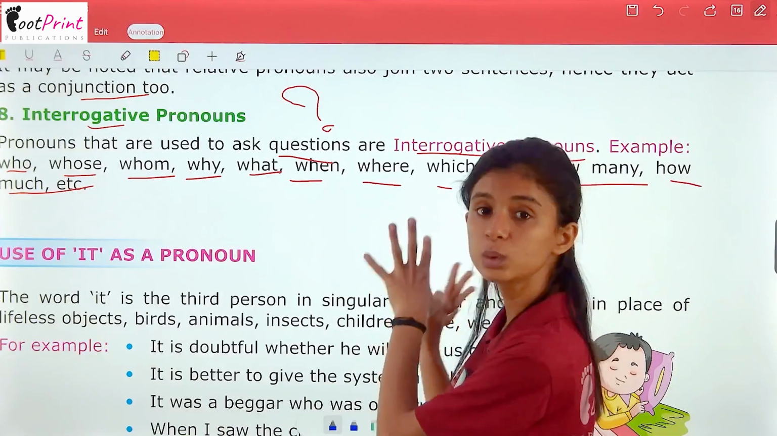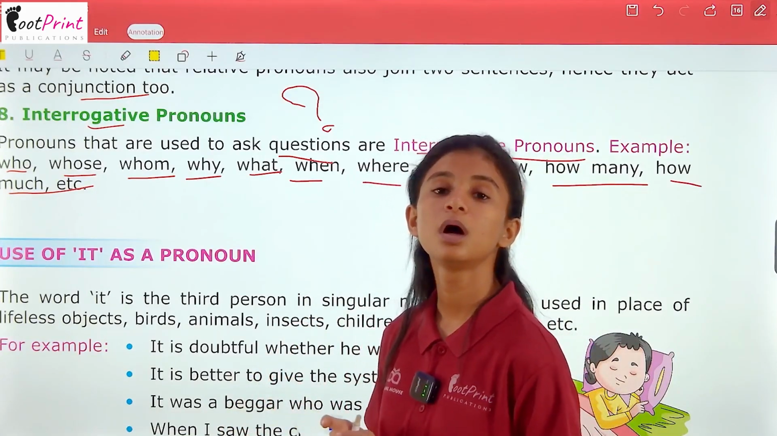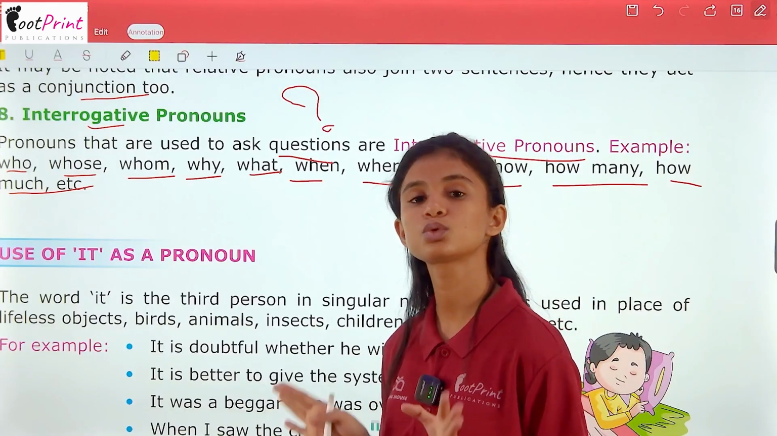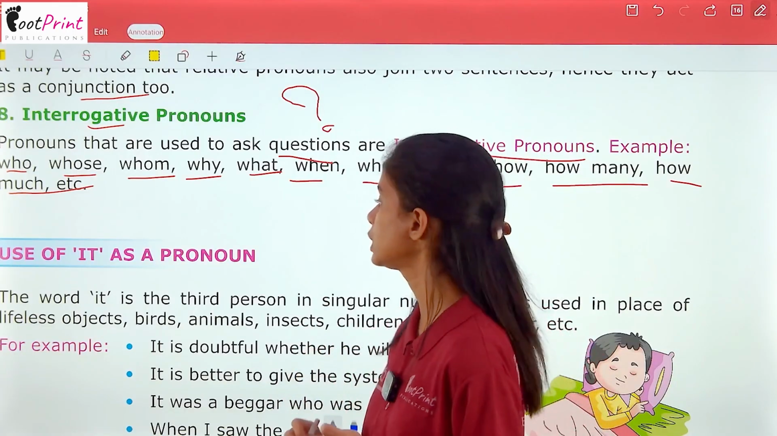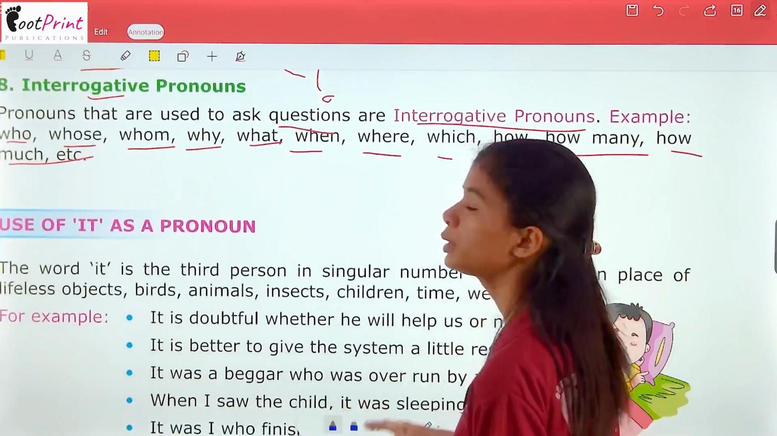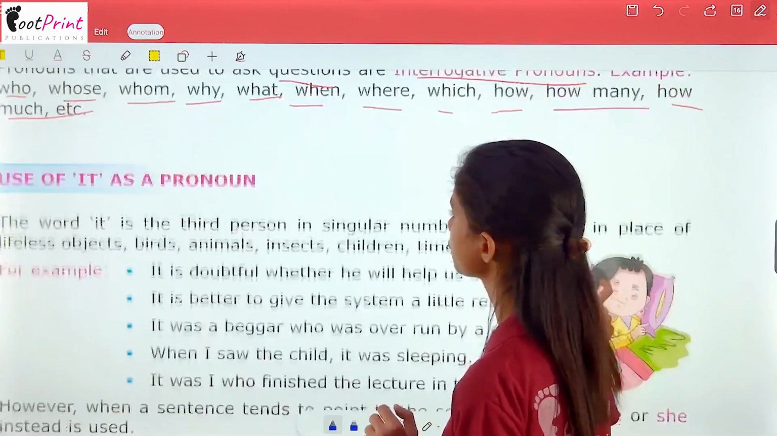So here we are using these to ask questions. In previous ones we used them to refer to a noun. So these two are very much different. Don't get confused between them. When we are asking questions, it is an interrogative pronoun.